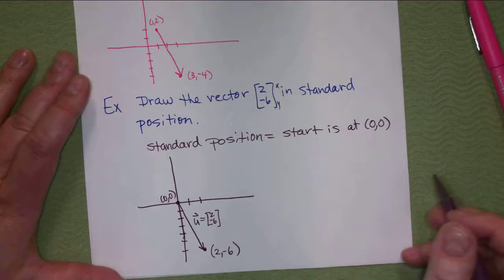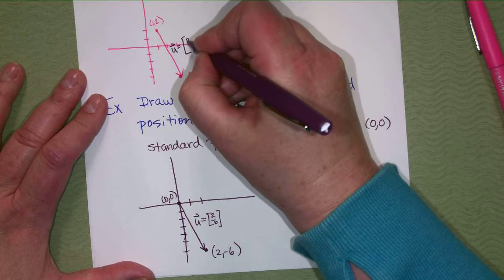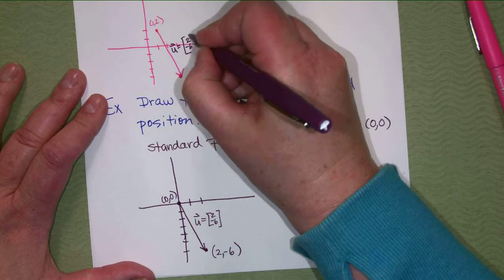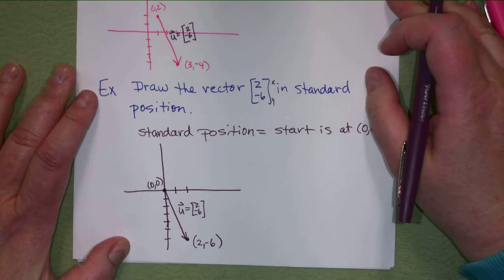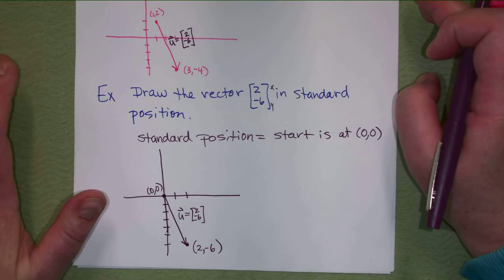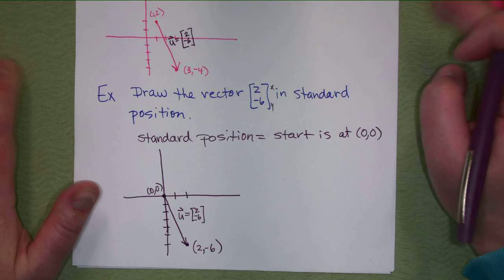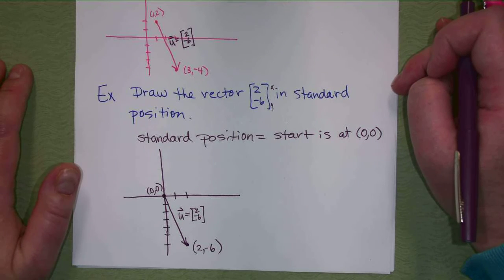So the vector itself, and this vector up here, is also 2, negative 6. Same vector, but in a different position. Doesn't it look the same? Remember, it's like a toothpick that you can pick up and move around. So we just moved it to a different spot. How would we move it to a spot that's not the standard?